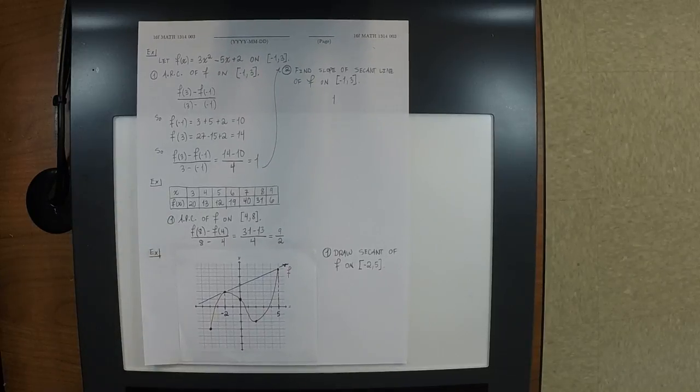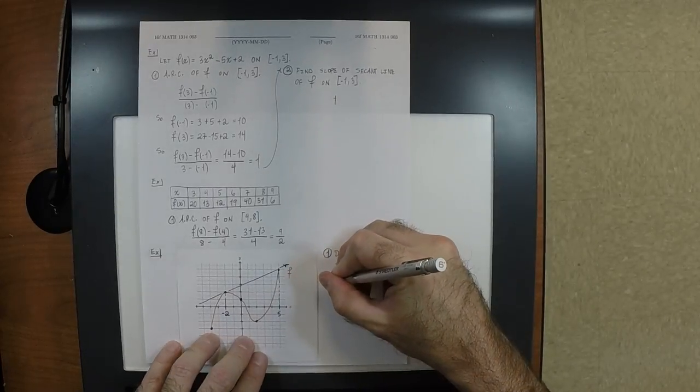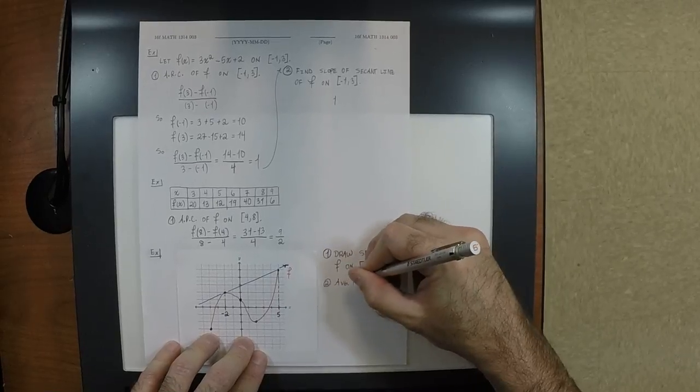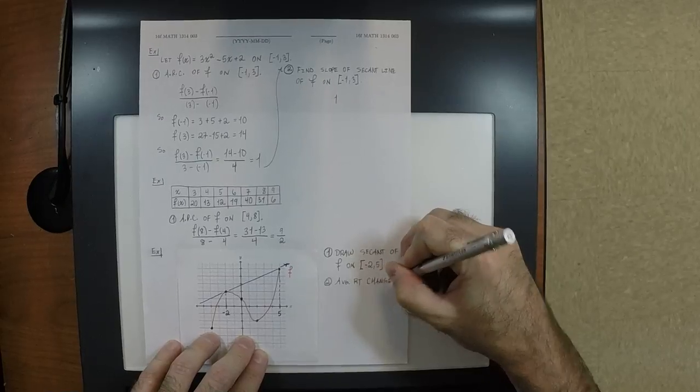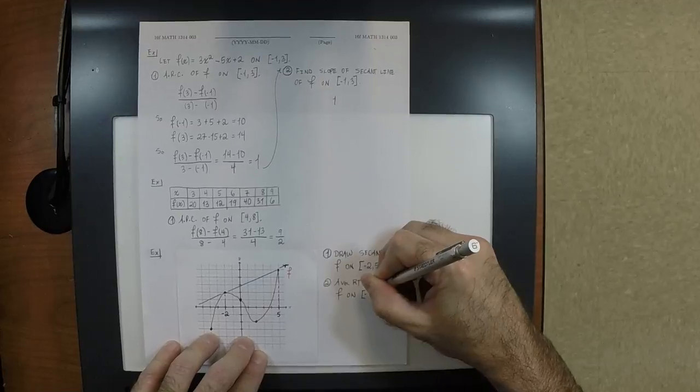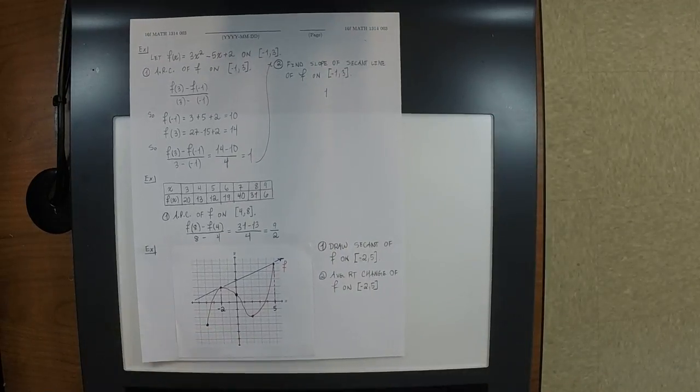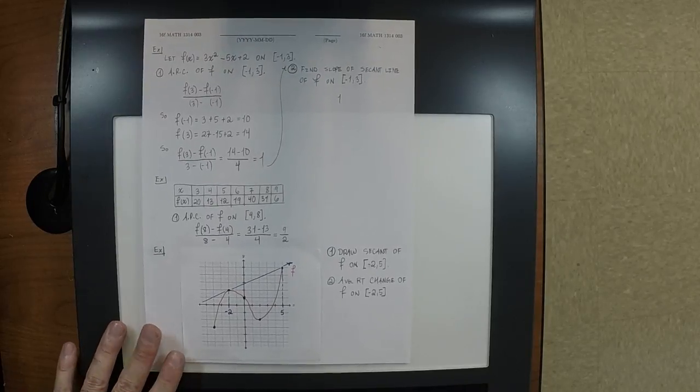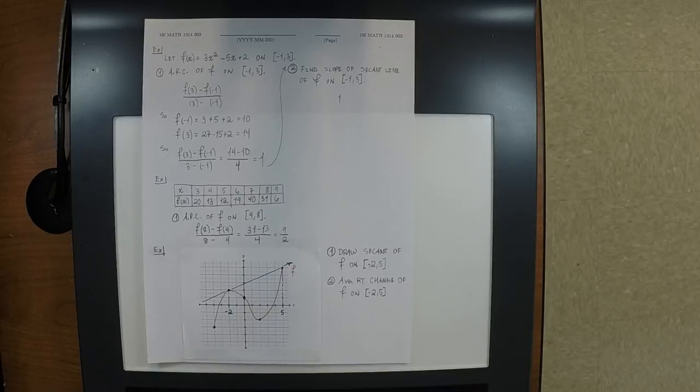Okay, any question about the first request? Okay, how about find the average rate of change of f on -2 to 5. So 3 over 7, okay, good, and how'd you come up with that? I subtracted the y from when x is 5, and y from when x is -2, and I subtracted the difference between the x's. Okay, good.